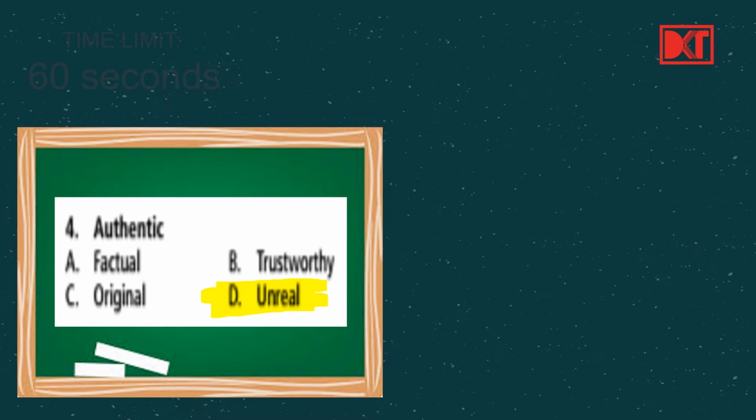Authentic means something that is true and correct. Unreal means something that is not real, which means it is not true, so it becomes an antonym. Alright, the other words, factual, which is based on facts, that is a synonym. Trustworthy, something that can be trusted, original in its truest forms. So all of these are synonyms of authentic, whereas unreal is the antonym. Alright.